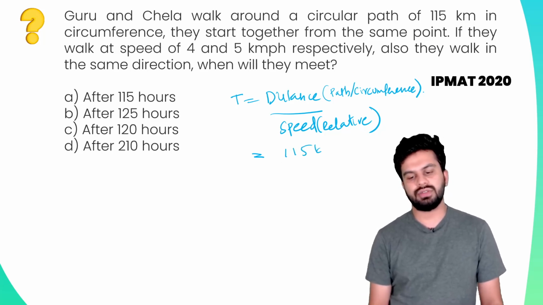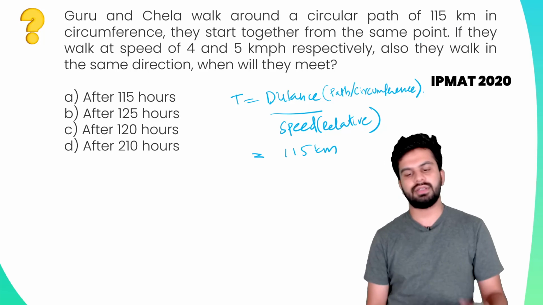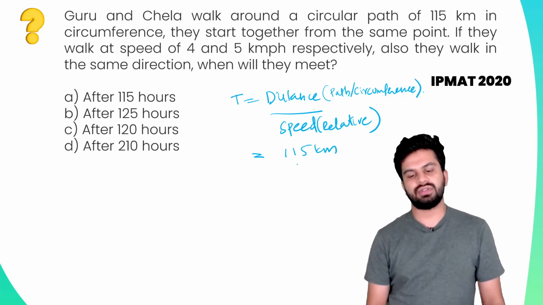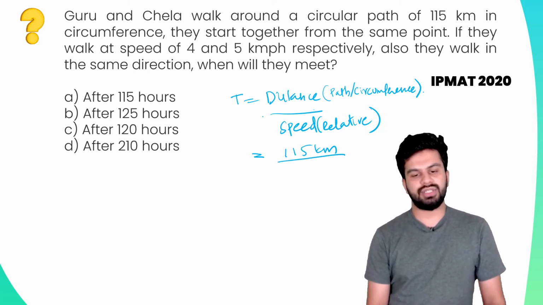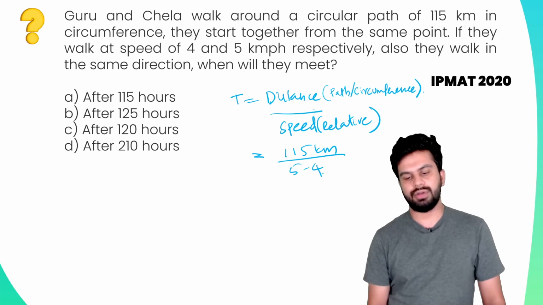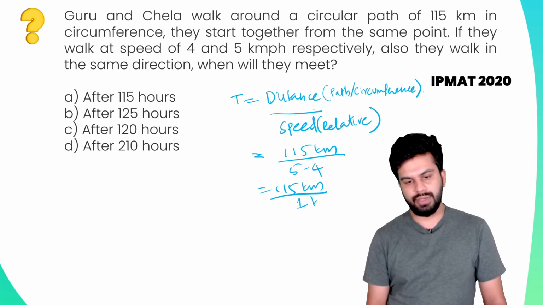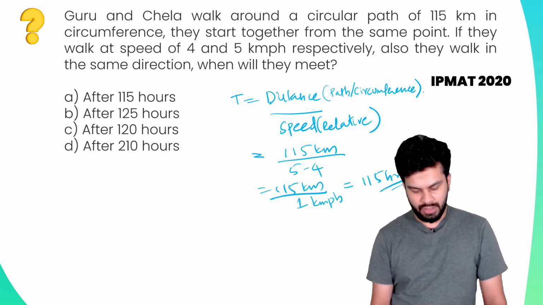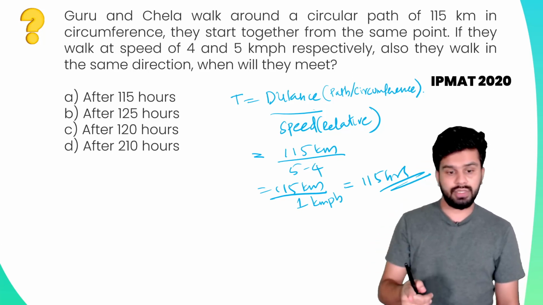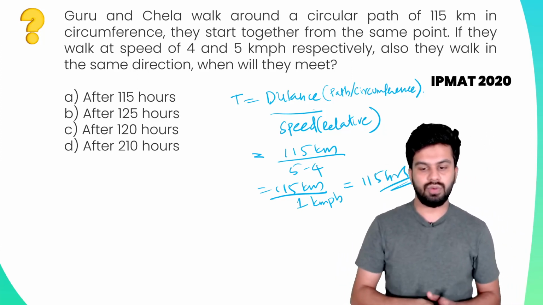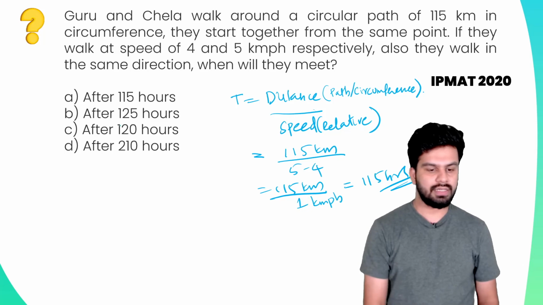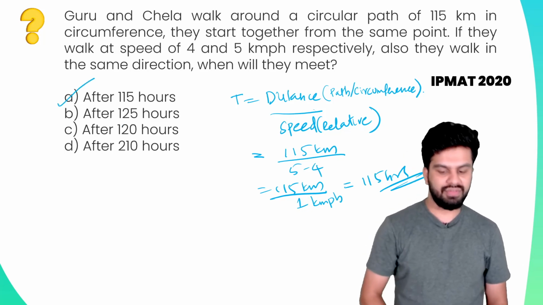രണ്ട് പേര് ഒരുമിച്ച് വാക്ക് ചെയ്യുന്ന സർക്കുലർ പാത്ത് പ്രോബ്ലംസിൽ നമ്മൾ in order to find the time or say distance, we use this formula of relative speed. So relative speed between the two എന്താണ്? Guru and Chela. So 5 minus 4 km per hour. So this is 115 km divided by 1 km per hour. This is equal to 115 hours. Okay, So they ഇവിടെ എന്താണ്, so they are going to take 115 hours to meet back at the same point. So that the answer is option A after 115 hours.